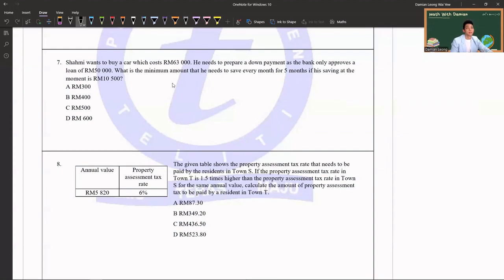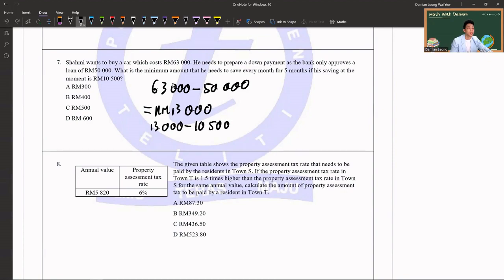So basically, the amount that he needs to save, I just take 63,000 minus the 50,000. So the down payment would be 13,000 ringgit. He currently has 10,500. So 13,000, I minus what he already has. I'm left with 2,500 ringgit that needs to be saved. So 2,500 ringgit divided by 5 months means every month is just 500 ringgit.